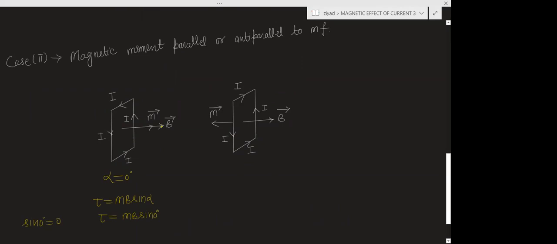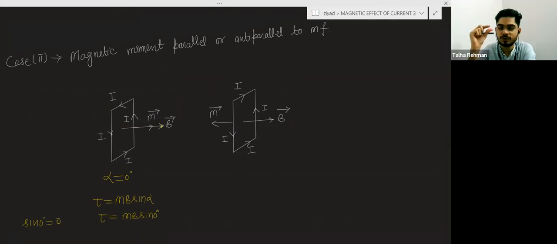Sine 0 is 0. What you should do now? Take a small notebook and write the mathematical things there. Like you are again and again forgetting what is sine 90 and what is sine 0. So write there sine 90, sine 0.